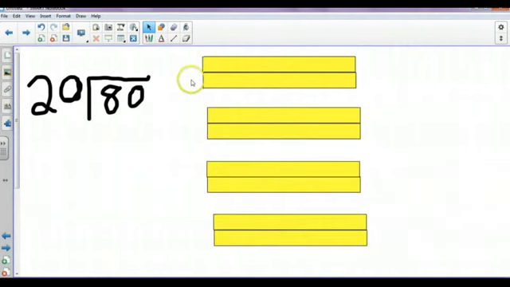So let's count the number of groups. We have 1, 2, 3, 4. So 20 goes into 80 4 times. And if we wanted to do this the long way, we just ask, how many times does 2 fit into 8? Again, we have 4, using our manipulatives. So we would write 4 right at the top.